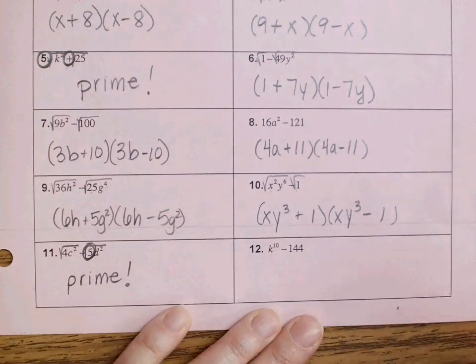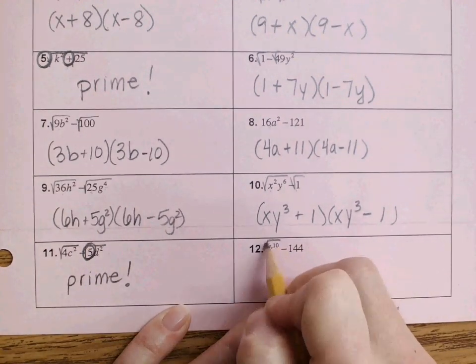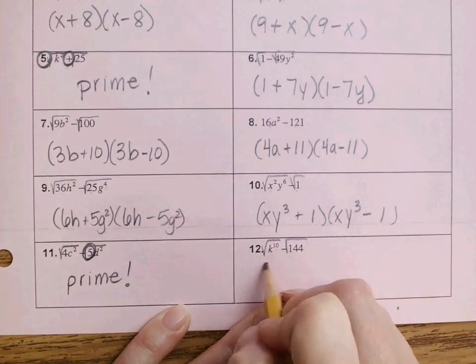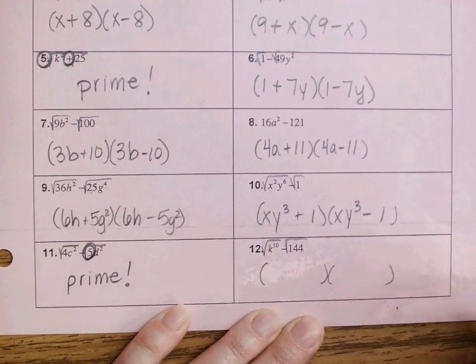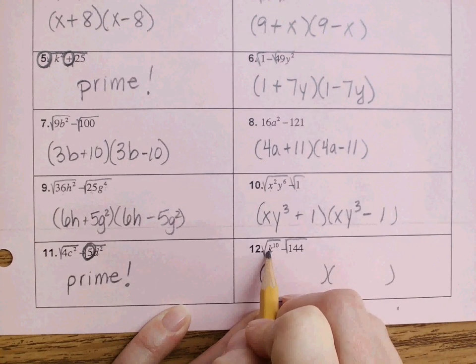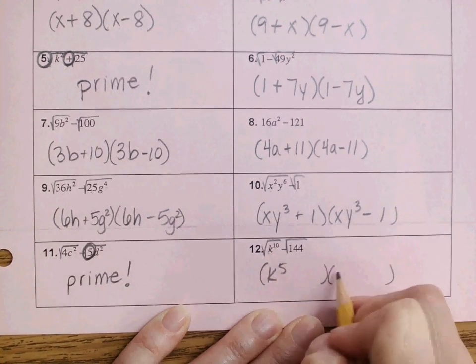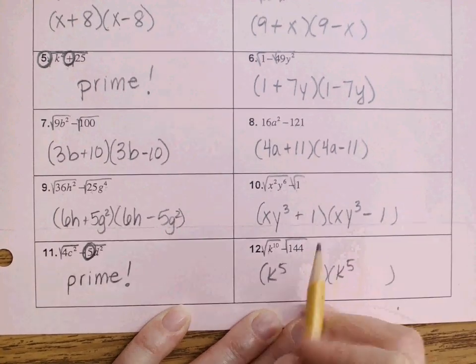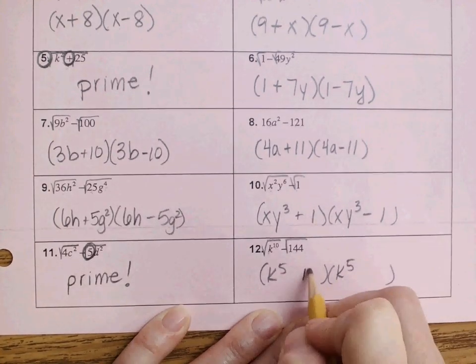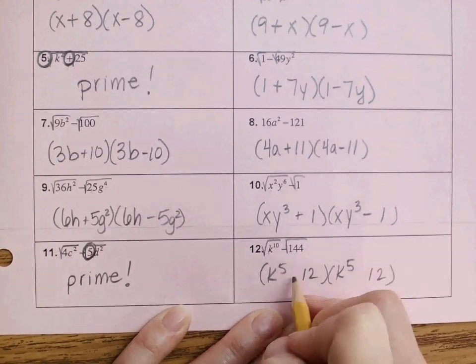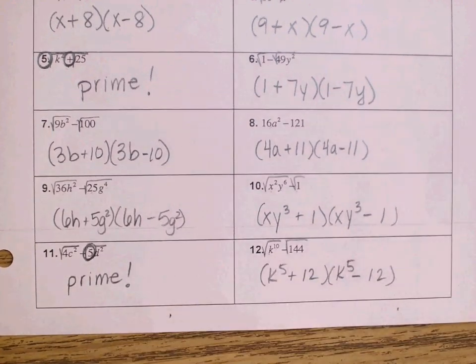Now number 12 is our last one. We can go ahead and find the difference of squares on this one. The square root of k to the 10th, again, we're going to take that 10, divide by 2, so we have k to the 5th. The square root of 144 is 12. And fill in the appropriate signs.